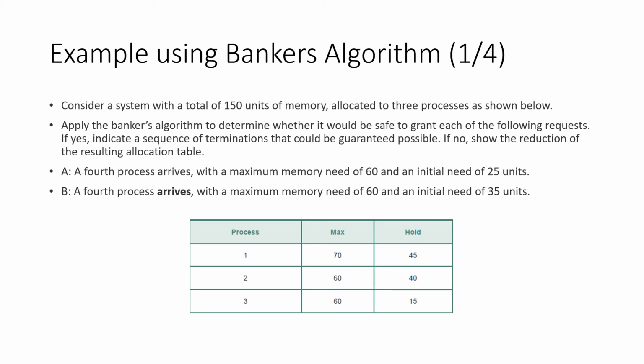In this question, it says consider a system with a total of 150 units of memory allocated to three processes as shown below. So here is shown. And then it says apply the banker's algorithm to determine whether it would be safe to grant each of the following requests. If yes, indicate a sequence of terminations that could be granted. If no, show the reduction of the resulting allocation table.